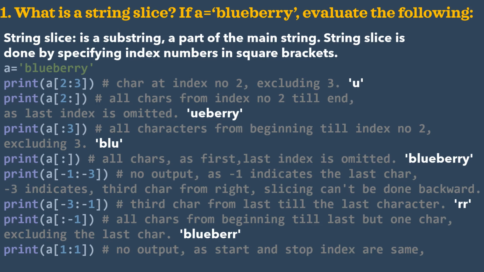Now next one is print A within square bracket colon -1. So it will print all the characters from the beginning till last but one character. That means excluding the last character. So it will print BLUEBERR. Now next print statement is A within square bracket 1 colon 1. So it will give no output as start and stop index are the same. It will start at 1 and it will stop at 1 also, excluding index number 1. That means no characters present in that range. So no output for that print statement.